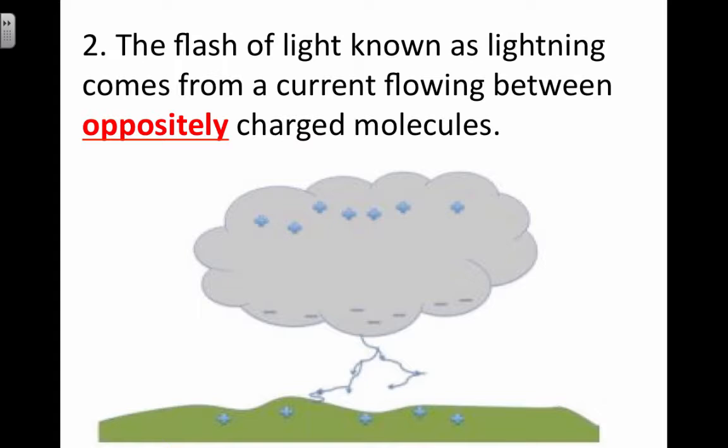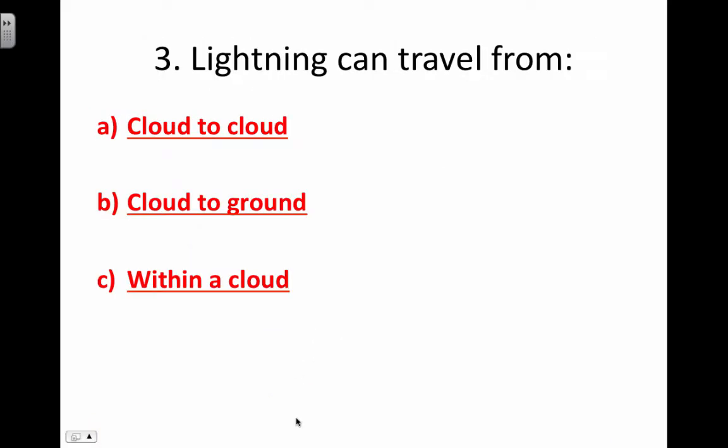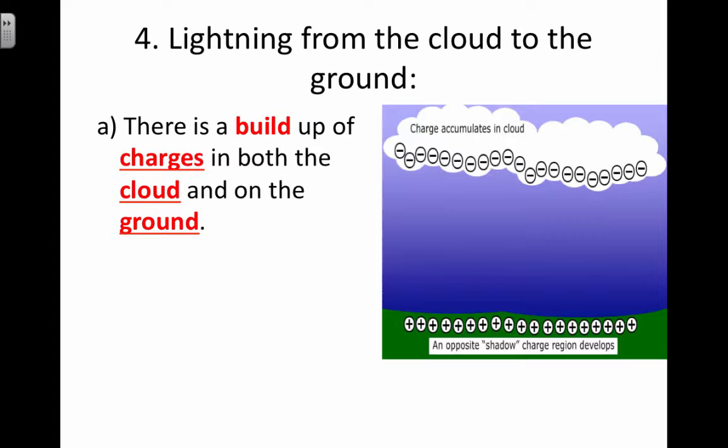Okay, oppositely charged molecules meet. So you have your negatives in the cloud meeting the positives on the ground. Now, lightning can travel from cloud to cloud, cloud to ground, or within a cloud. Within a cloud is called heat lightning. At any point, that lightning can change and go to the ground or go to another cloud, okay?